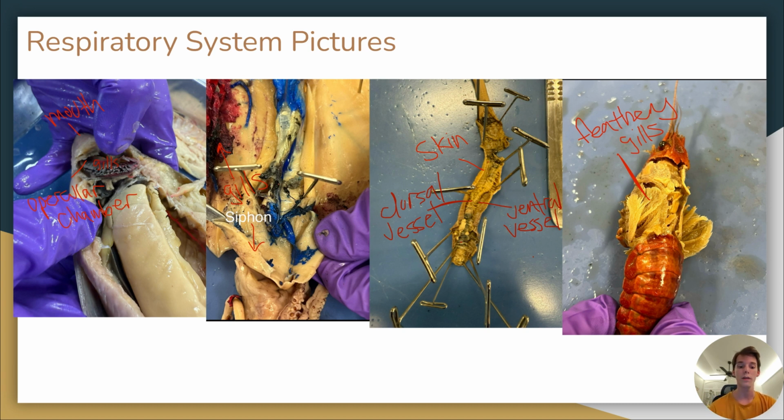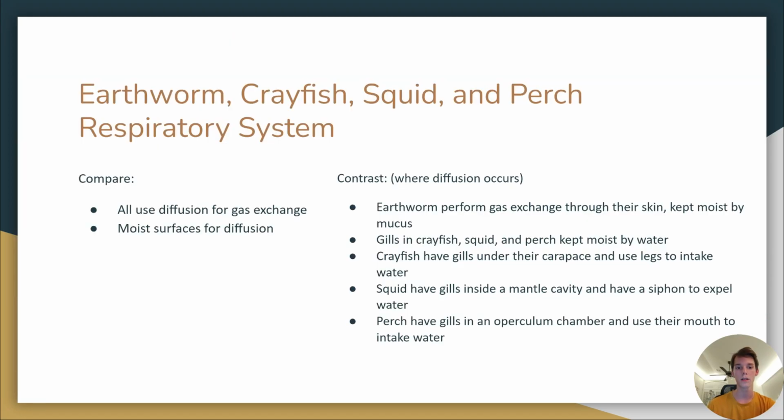The gills in the crayfish, squid, and perch, as you can see, are all kept moist by water because they're aquatic animals. The crayfish have gills under their carapace. The squid have the gills inside the mantle cavity. And they also have the siphon, which you can see on top, that controls the intake and outtake of water. And the perch have gills in the opercular chamber, and they use their mouths to intake more water if needed so that more water passes over the gills.